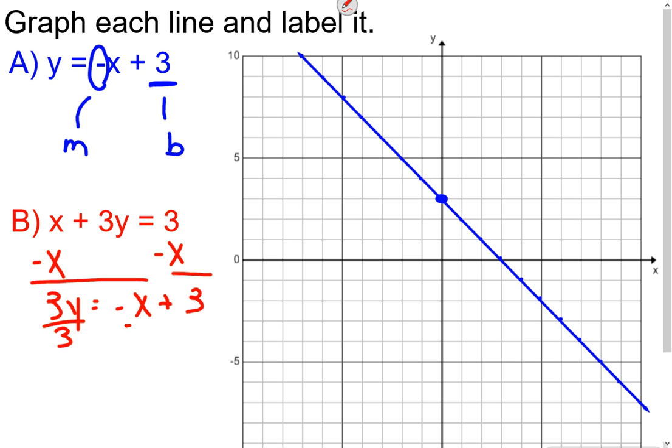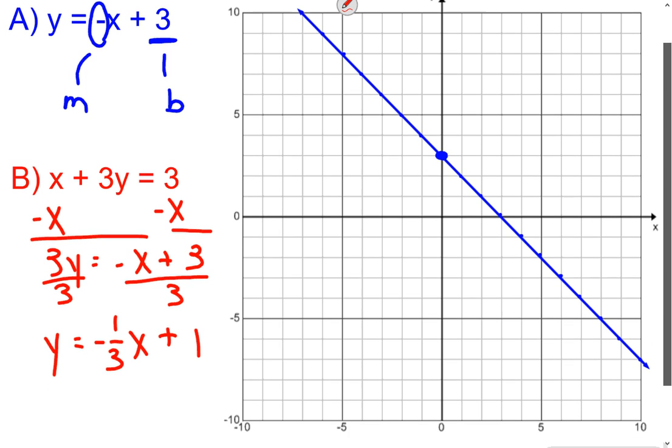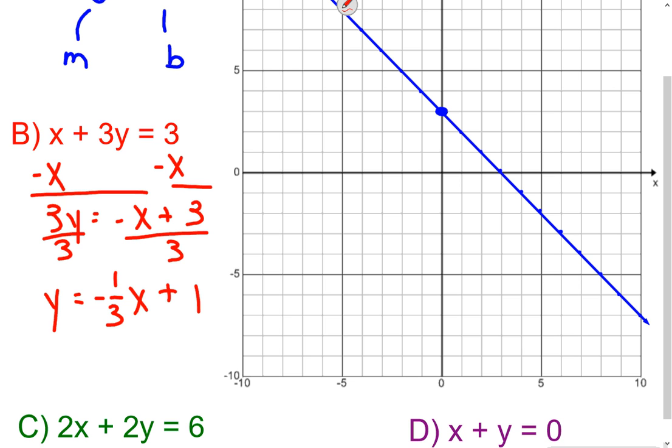Divide both sides to get that y all by itself, and now I'm left with y equal to, I could write it as negative x over 3, but I like to see that slope a little bit better, so I'm going to write it as negative 1/3 x, and then 3 divided by 3 is 1. Now I can see my slope is the negative 1/3, and my y-intercept is 1. And now I can graph that.